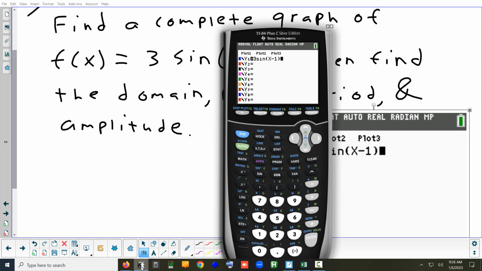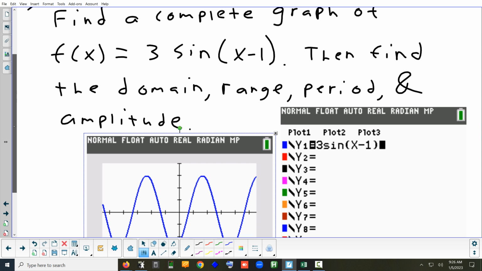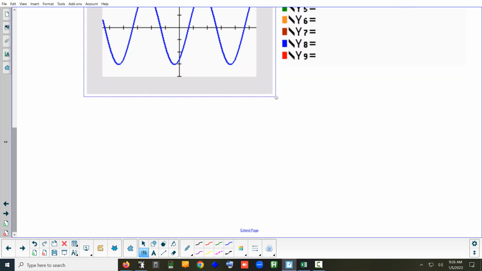I'm going to start with zoom 7. That's fine. Probably showing more cycles than I really need to here, but that's not that bad. So that's a good one. And let's go through all 4. Okay, start with our domain.